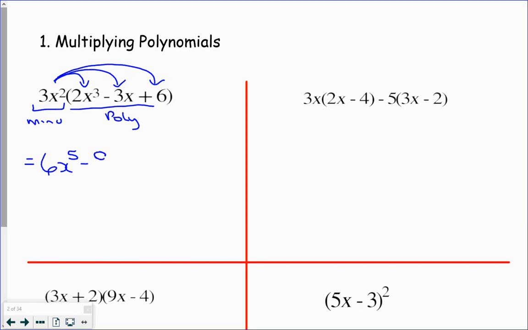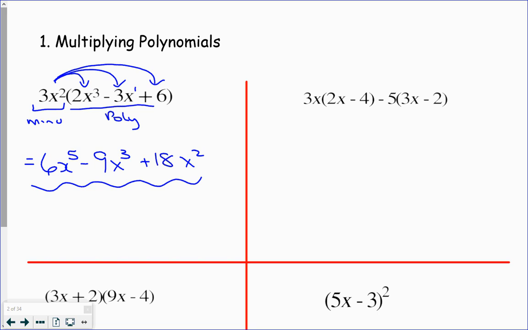3 times negative 3. Now be careful here. x squared times x to the first is x cubed. And then 3 times 6 is 18. And I just stick the x squared on the end. And that's it. Okay, grade 9.